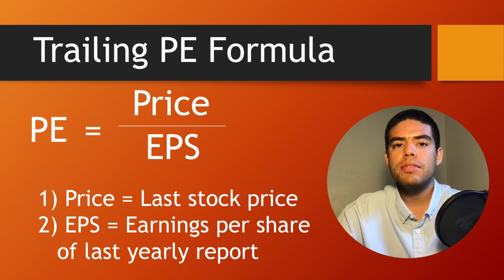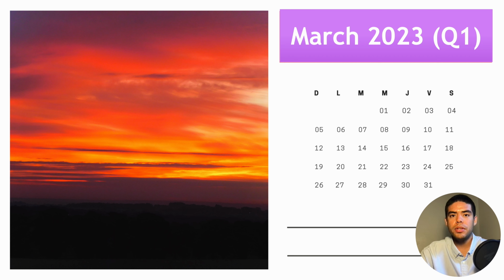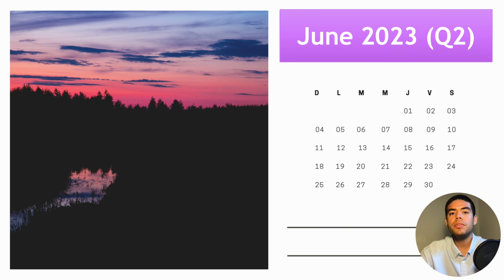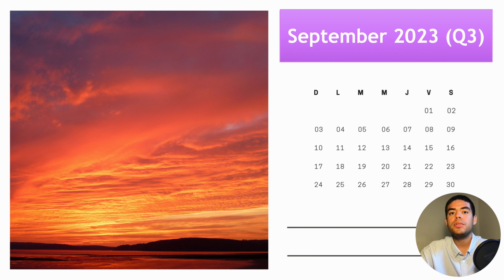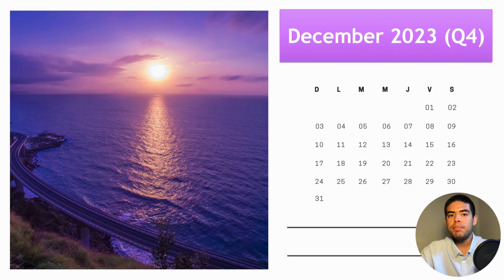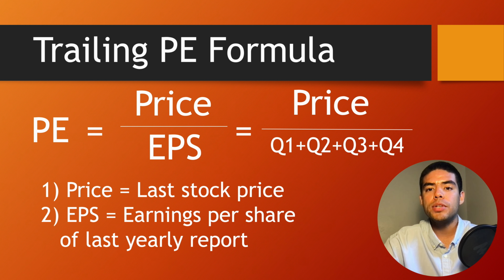To put this into perspective, the following quarterly dates and years would be applicable for this month. We have March 2023 for the first quarter, June 2023 for the second quarter, September 2023 for the third quarter, and December 2023 for the fourth and last quarter. Q1 through Q4 EPS ratios for the most recent full yearly data, which in this case would be 2023 data.